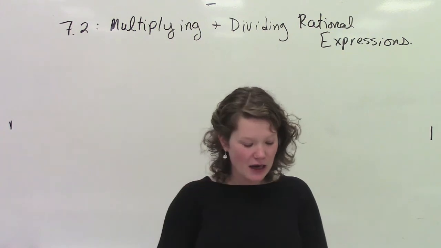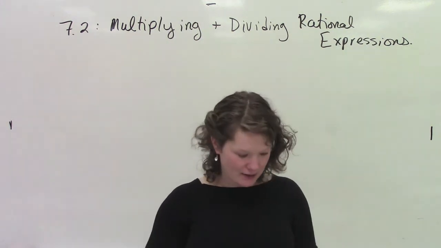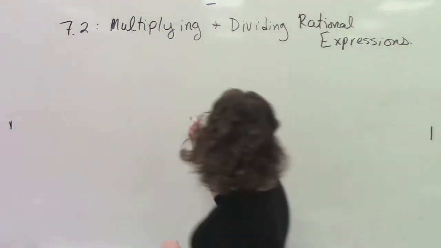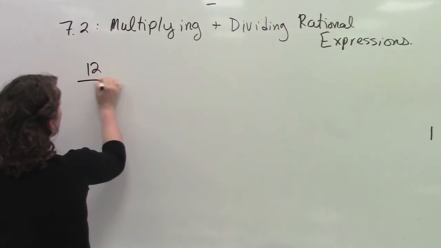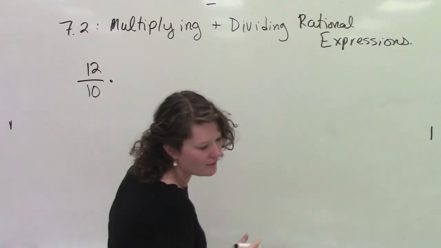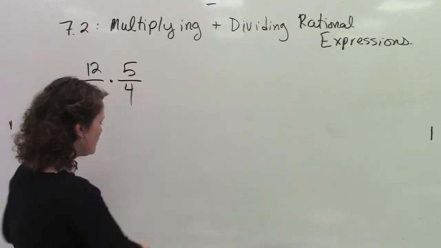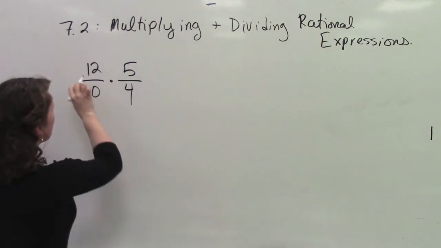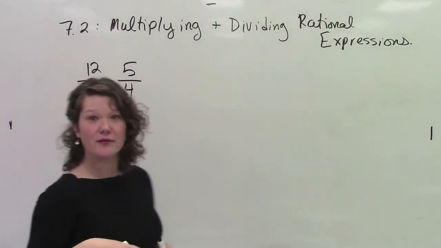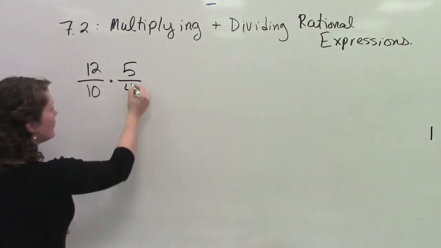First things first, let's talk about multiplying and dividing fractions and canceling. So let's just start with an easy peasy lemon squeezy one. 12 over 10 times 5 over 4. When we multiply fractions, we're just multiplying top by top, bottom by bottom. But in order for us to make this process a lot faster, let's cancel out first.